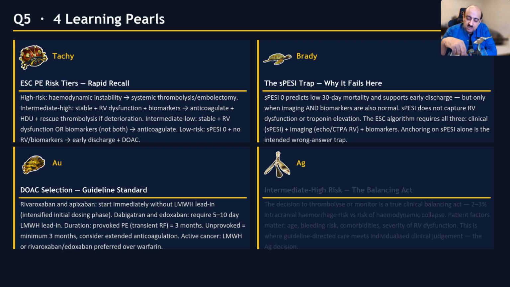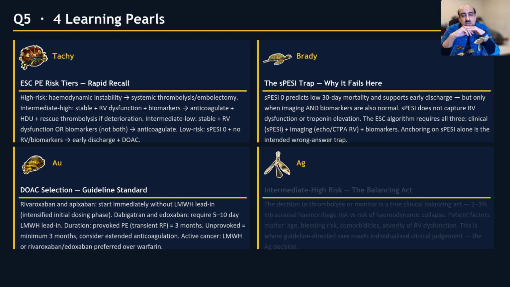Selection of DOAC, ORM, gold standard. If you have to consider DOAC on discharge for the low risk population, sPESI of 0, then rivaroxaban and apixaban are considered gold standard these days, from the side effect profile, pharmacokinetics, and pharmacodynamics, and they can be started without preloading with low molecular weight heparin, unless thrombolysis is appropriate, and with an intensified initial dosing phase. So that's the key thing. While dabigatran and edoxaban require 5 to 10 days of lead-in with low molecular weight heparin treatment, then you have to switch them.